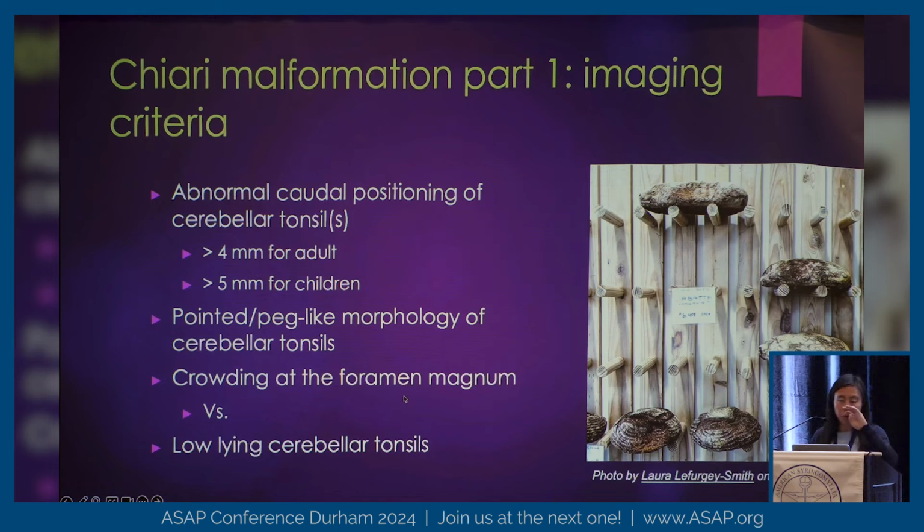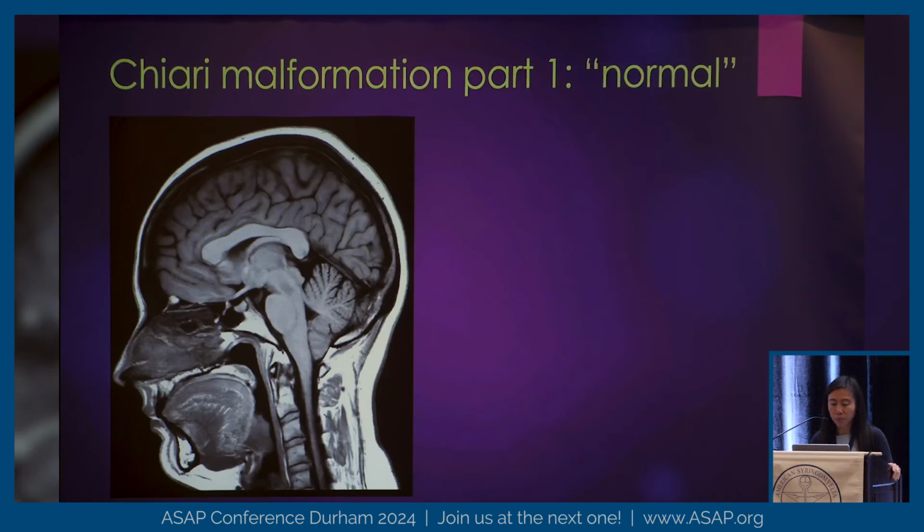And then crowding of the foramen magnum. So you actually have to have structures that look crowded at that level. Other than that, it's going to be low-lying cerebellar tonsils, and I will be descriptive and in the end conclude whether I think it's truly meeting criteria for Chiari 1 or if it's low-lying tonsils. This is a normal-ish, maybe slightly low-lying tonsil patient that I pulled off our list.